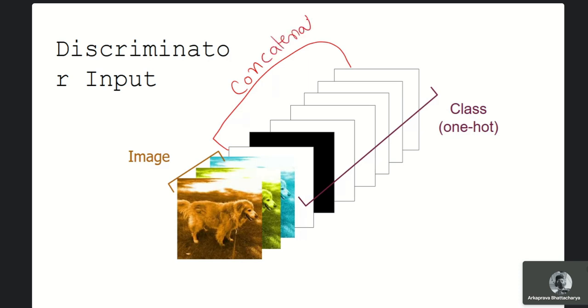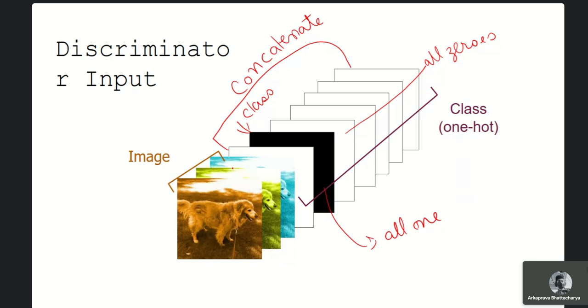And how is this vector concatenated? We have matrices of zeros and ones of the same dimension as the input image. Suppose this is the class for which we want to generate images. We will keep it as all ones, and for all other classes, these matrices will have all zeros. So this is how we pass the class information to the discriminator. We concatenate this one hot class vector with the image and pass it to the discriminator.